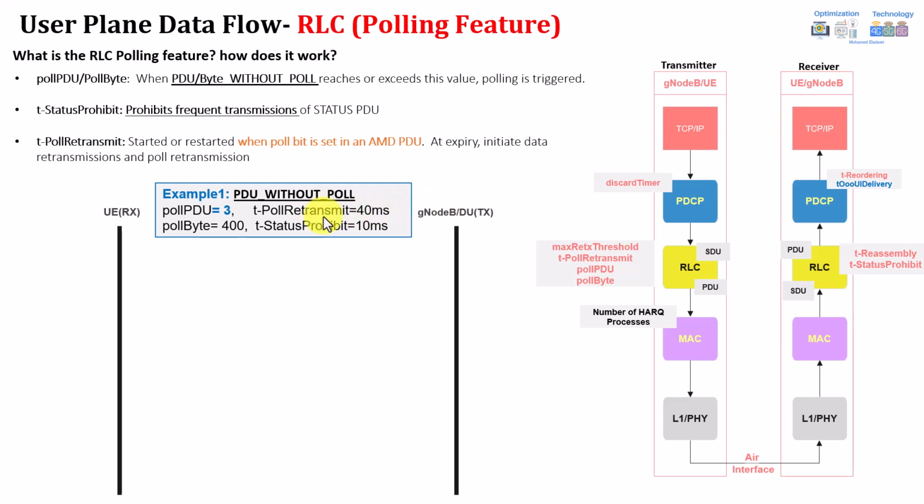Okay, and the T-poll retransmit will be started once the poll bit is set. I will explain this one now, and this one will be explained in a different example related to poll byte.